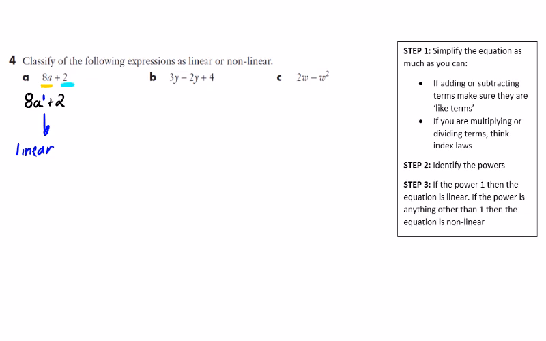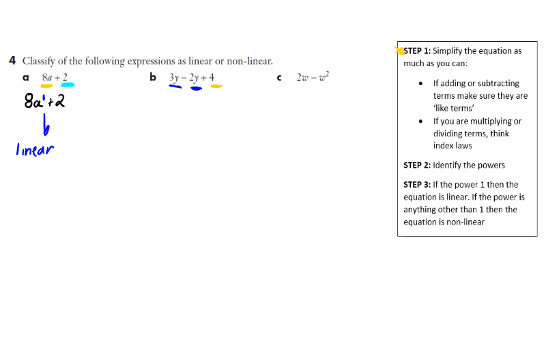Okay, let's have a look at 4b. So in 4b, let's go back to our steps. Step 1 is simplify the equation as much as we can, remembering that if we're adding or subtracting, we have to collect like terms. So let's take a look at letter b. The first term is 3y, the second term is negative 2y, and then the third term is 4.